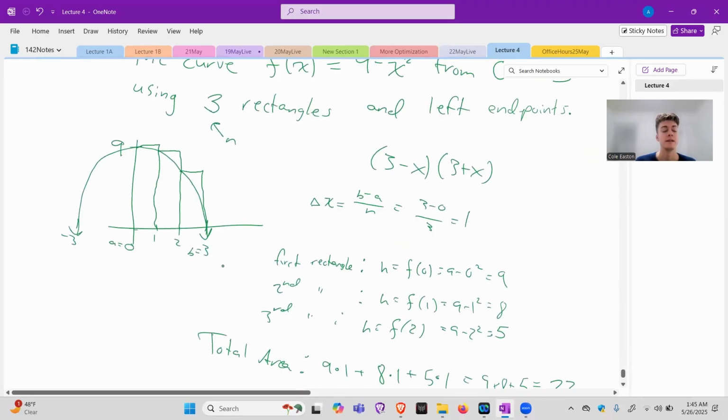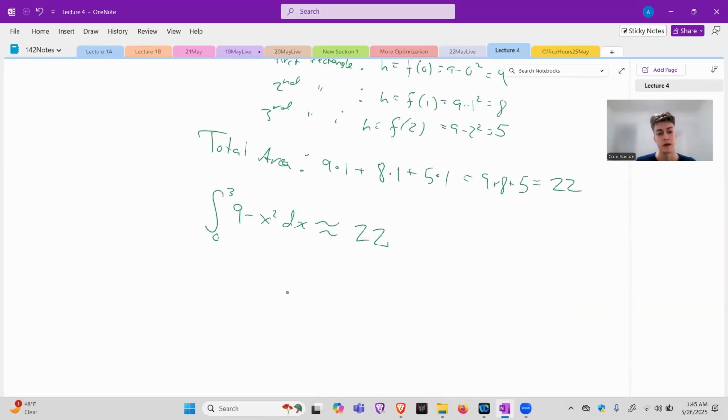And because this is a decreasing function over the entire interval 0 to 3, we can also see that this is an overestimate since we're using a left Riemann sum. So we know that our approximation here of 22 is too big, right? So it would also be correct to put a less than sign here. But the point isn't just that this integral is less than that, it's that it's also somewhat close to that.